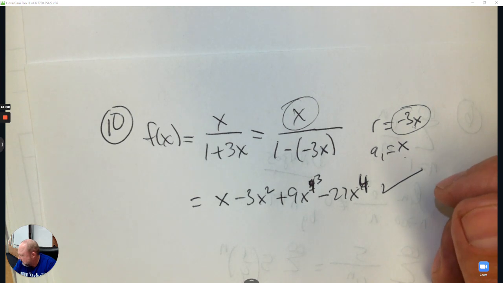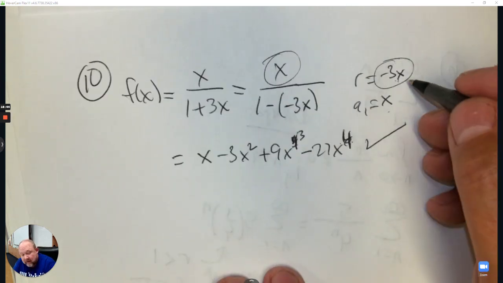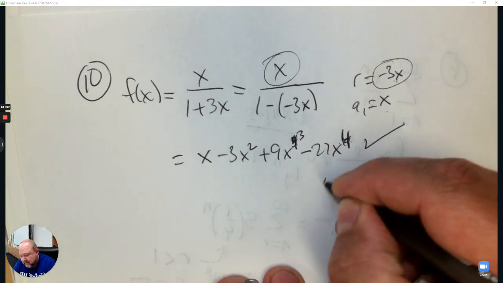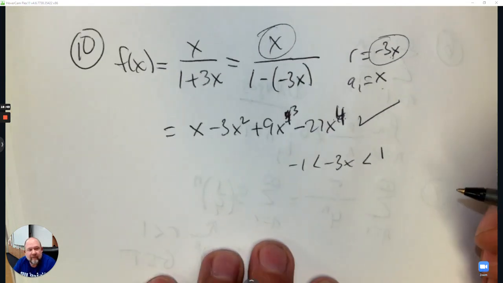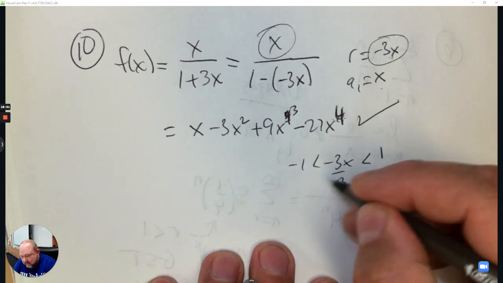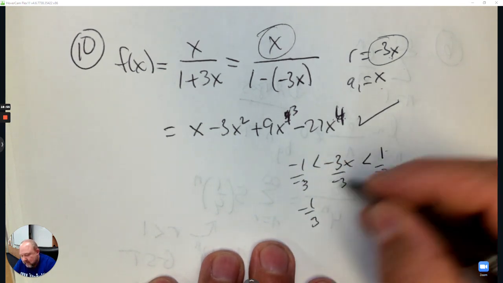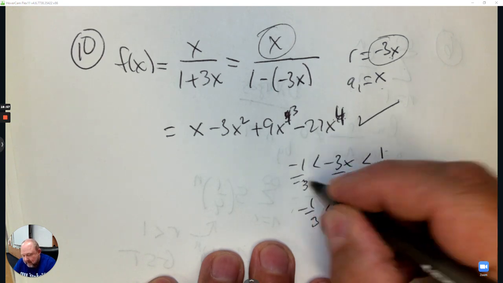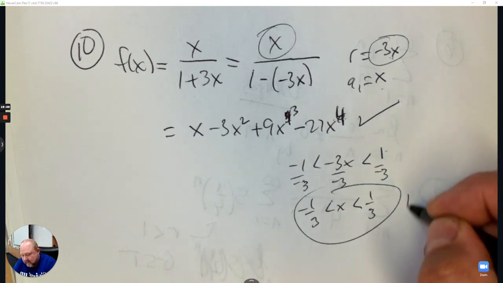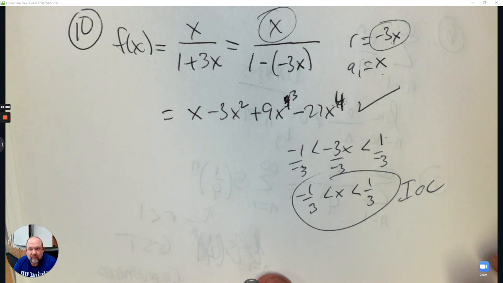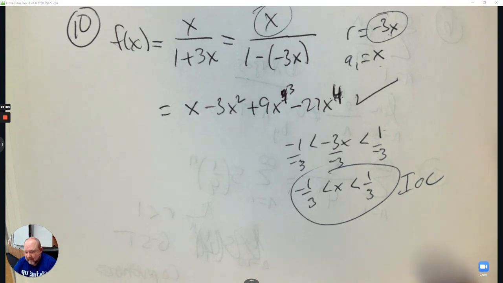I was just being too aggressive with the exponents, but everything else is good. All right, and then find the interval of convergence. So the common ratio, negative 3x, must be between what two numbers? And then divide by negative 3. And when you divide by a negative number, it just flips. So the negative 1/3 is on the left and the positive 1/3 is on the right. And this is called the interval of convergence. Number 11.